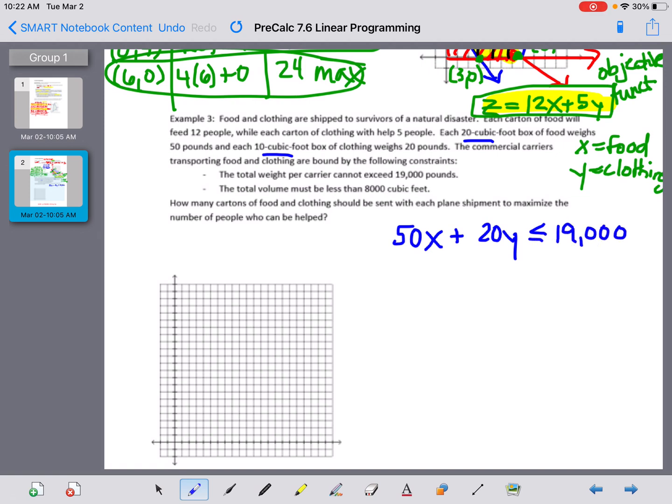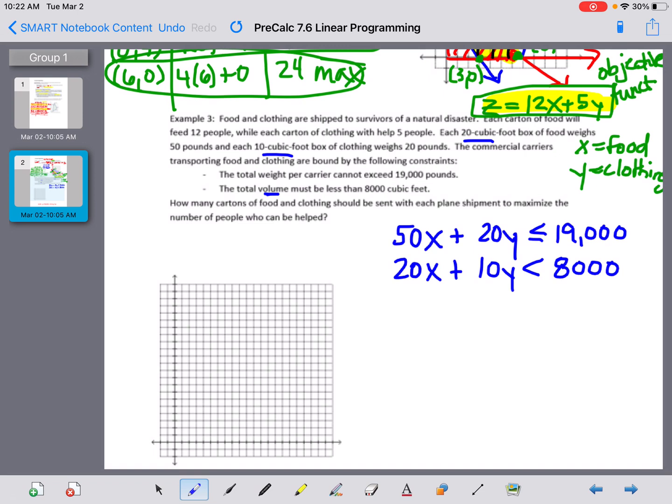Total volume must be less than 8,000. So volume this time is how much space it takes up. So a 20 cubic foot box for food, 20 for food, and this time 10 for clothing. They have to be less than 8,000. So there are my constraints based on what the airplane can carry.